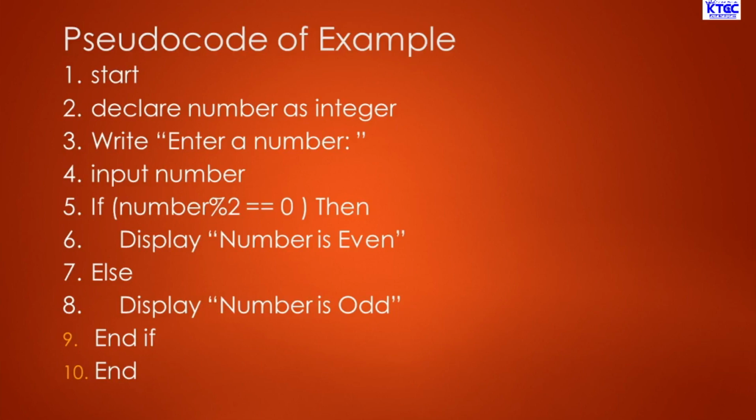It starts. Declare number as integer. The number the user enters, we declare it as what? Integer. Right. Enter a number. So we prompt the user to enter a number. Then we input the number. So we make a decision here.